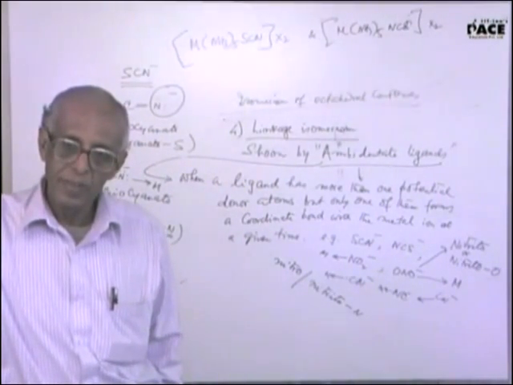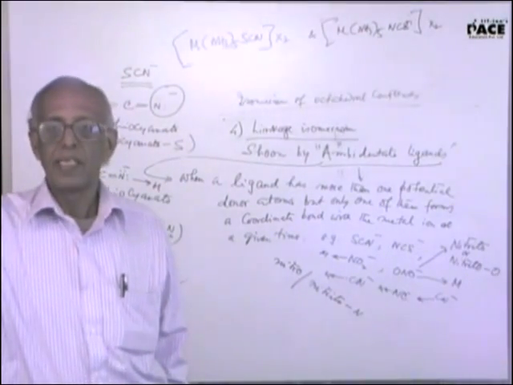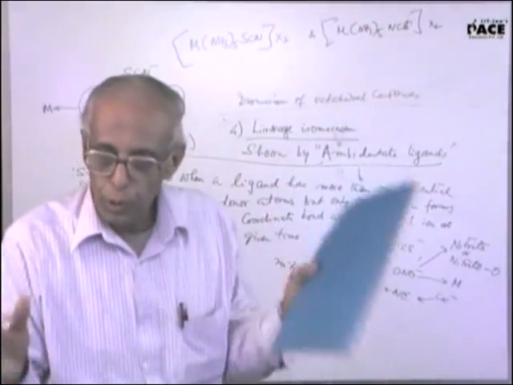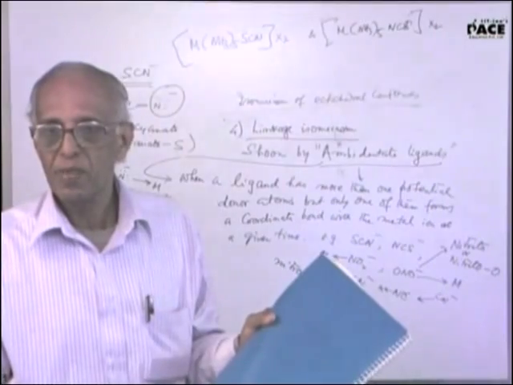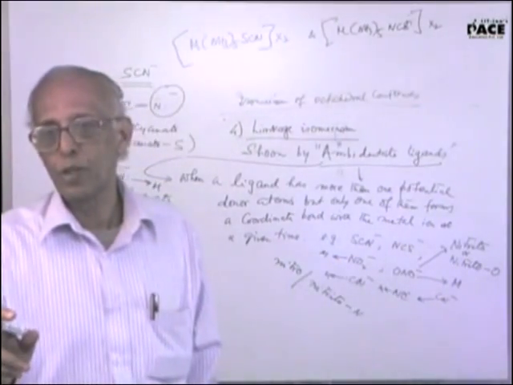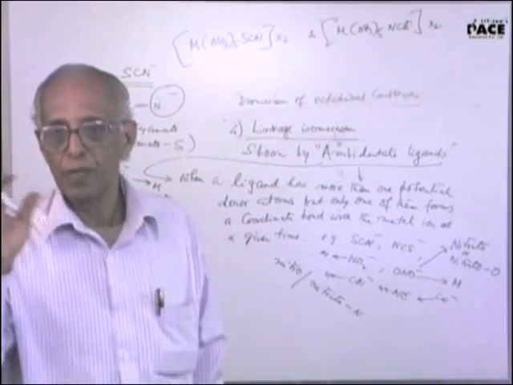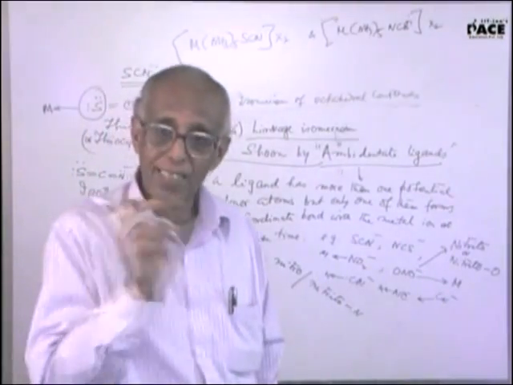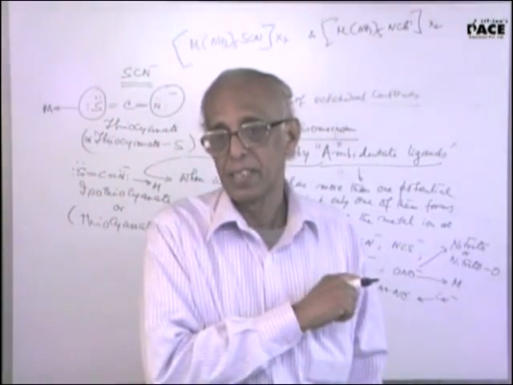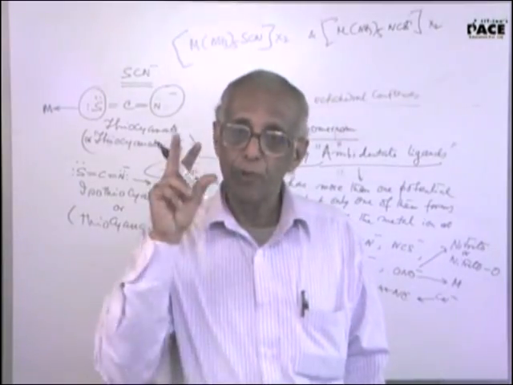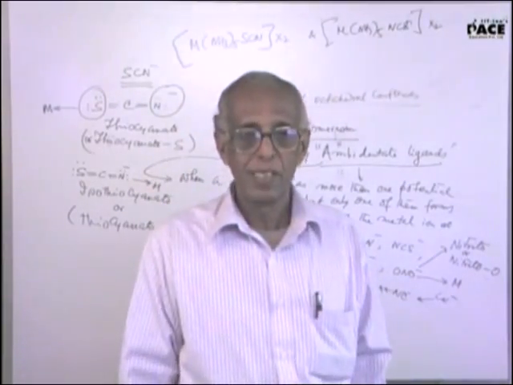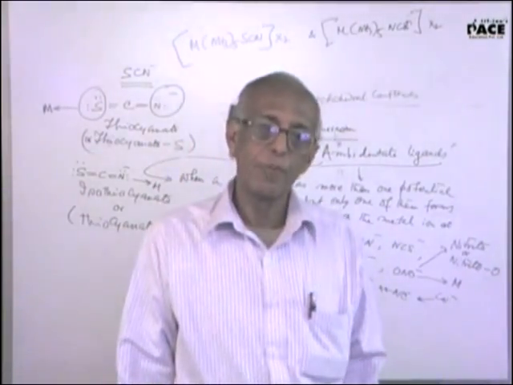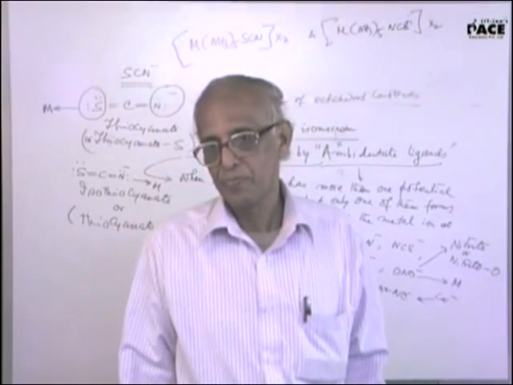You understood? That means there are two donor atoms present in a molecule, but only one donor atom forms a coordinate bond at any point of time. Not both. That is where an ambidentate ligand is different from a bidentate ligand. A bidentate ligand forms two coordinate bonds simultaneously, whereas here, only one of them forms a coordinate bond at any point of time.